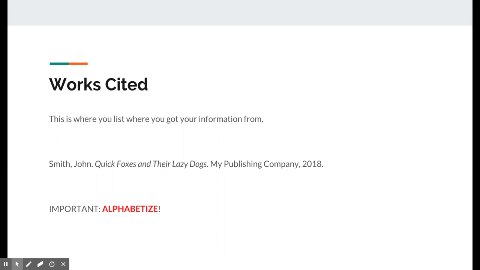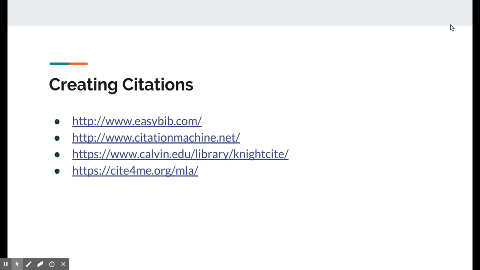So if you have any questions about citations, you can go back up to EasyBib, Citation Machine, NightCite, or Cite for Me. These are all links to different citation machines or citation creators, or also Purdue OWL. So those are places that you can go.